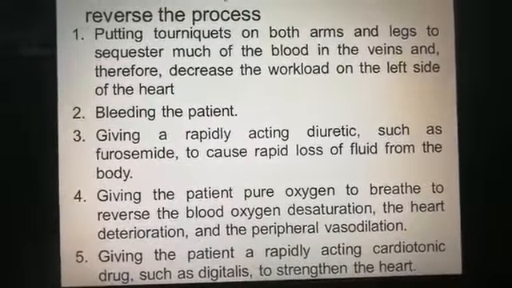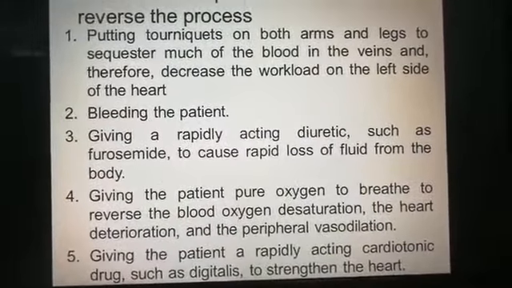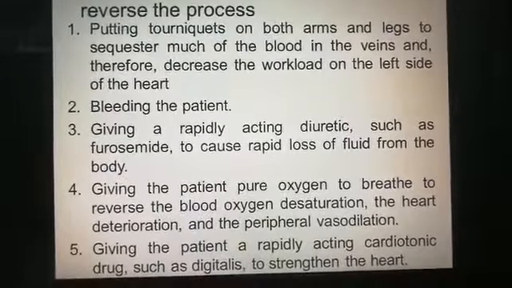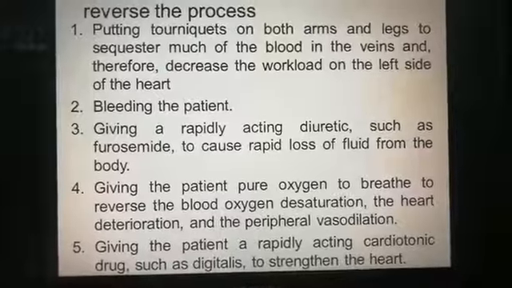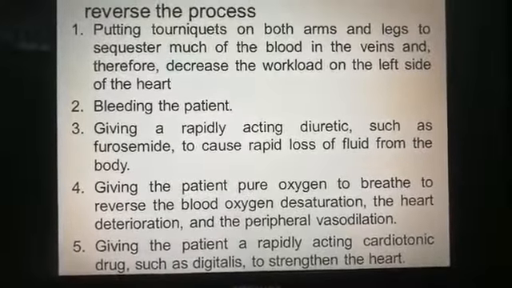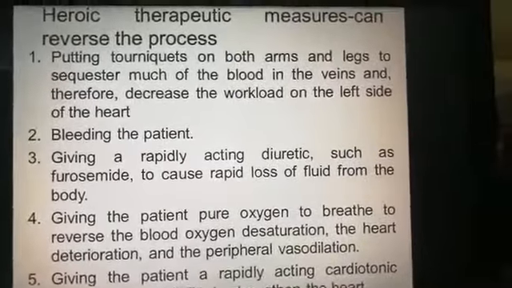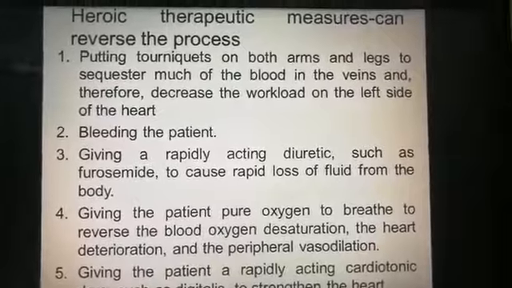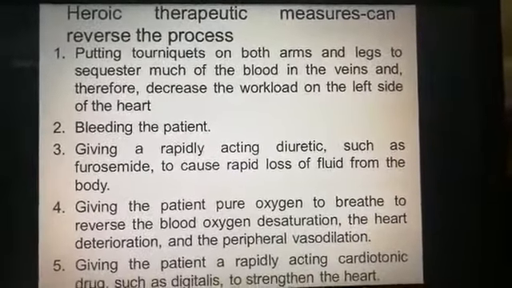And the other is bleeding the patient. Bleed the patient so that the blood volume in the body is decreased, and give a rapidly acting diuretic such as furosemide to cause rapid loss of fluid from the body, because as you know there is pulmonary congestion, there is more and more fluid in the lungs, so we have to remove fluid from the body.